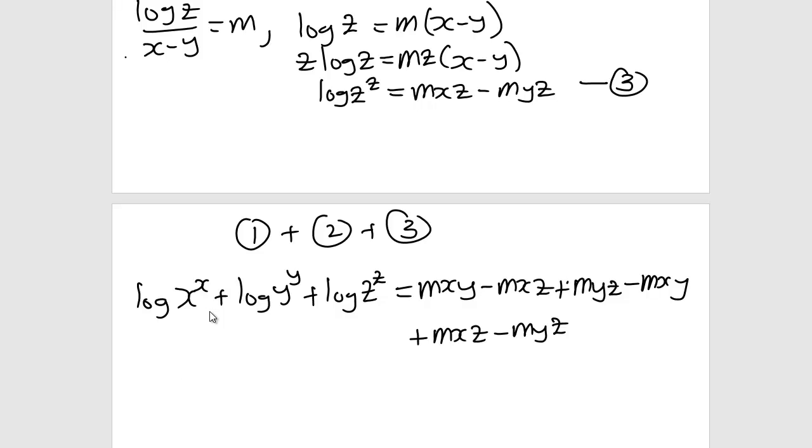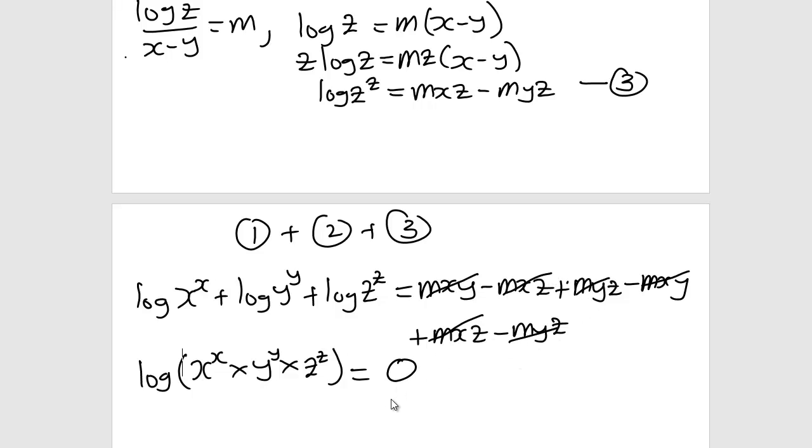So from here we are going to combine the left hand side to get a single term. So by so doing, we are going to have log of x power x times y power y times z exponent z equal to, then when we compare this, we can see that we have positive mxy over here and then minus mxy over here, so they can cancel out. Then we have minus mxz and then plus mxz over here, so they can also cancel out. Then this will also cancel out this, so we are left with 0 over here.